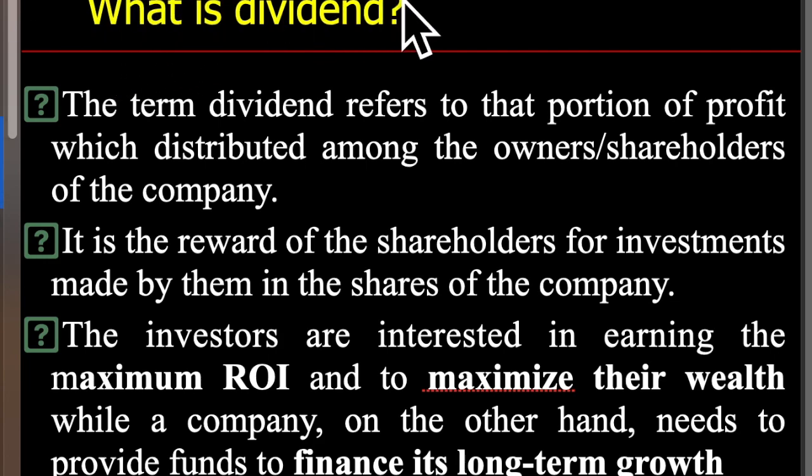Shareholders have two benefits. One, they take dividend, and the second one is wealth maximization, the increasing of the value of their shares, which is called the capital gain. So the term dividend refers to that portion of profit which is distributed among the owners, which is the shareholders of the company. They are the owners of the company and they want some benefit out of the profit the company makes.